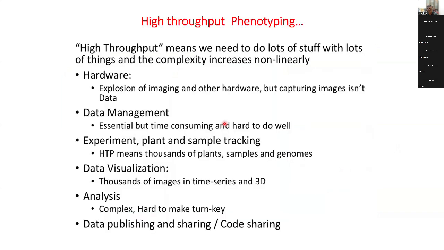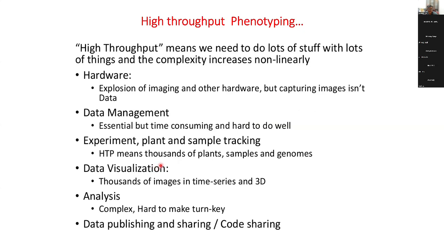Overall, plant phenotyping, high-throughput phenotyping, has major components. Hardware is one; obviously we require good imaging cameras. At the same time, we also look at the management part, where we help to grow a plant well, and at the same time we need to extract the information. Experiment, sample, and tracking.